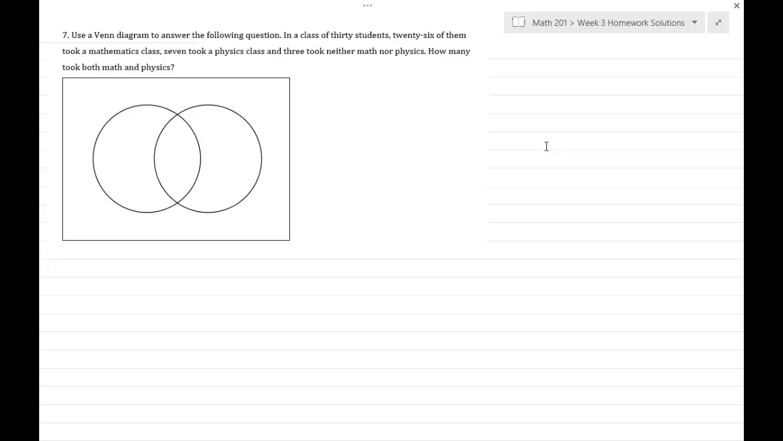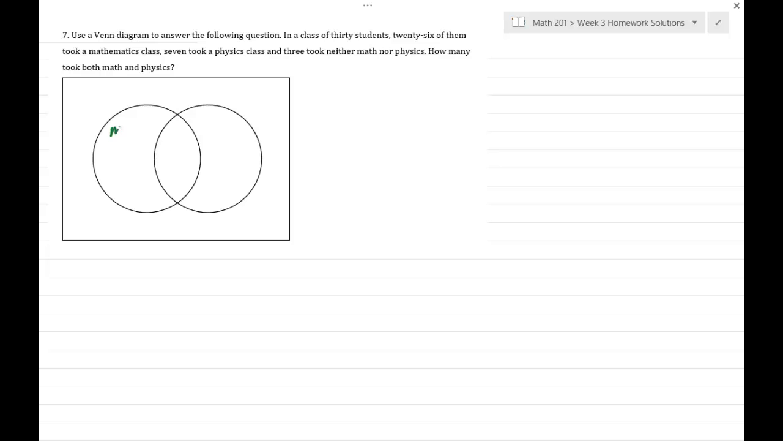Alright, so now we're given some specific numerical information about a class of 30 students. So it looks like we are looking at 2 sets. We've got students who took a mathematics class and students who took a physics class. And so we need to kind of fill in these sets and try to understand the regions that are being described by each of these numerical statements.